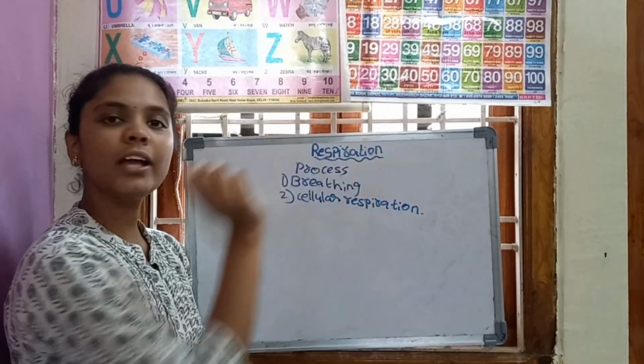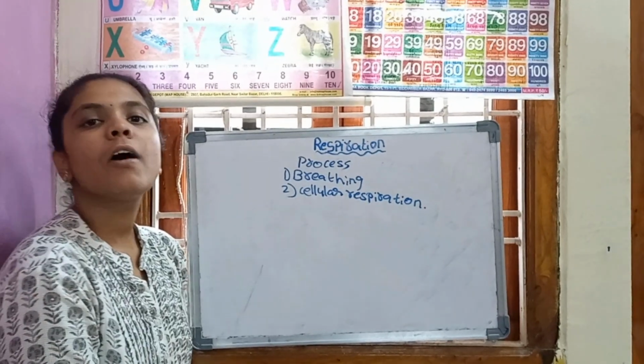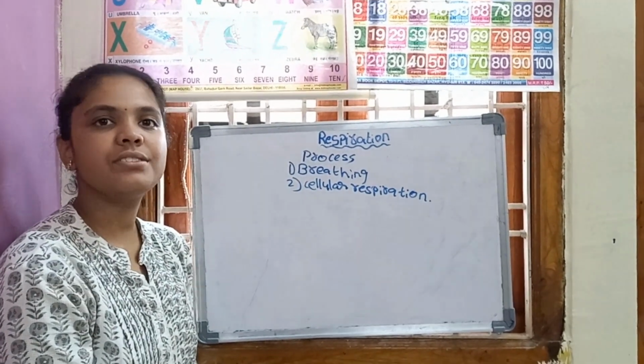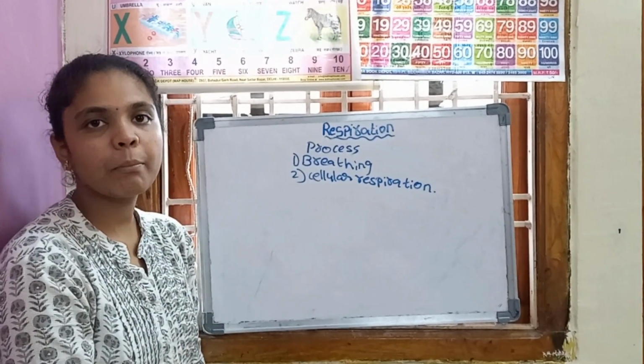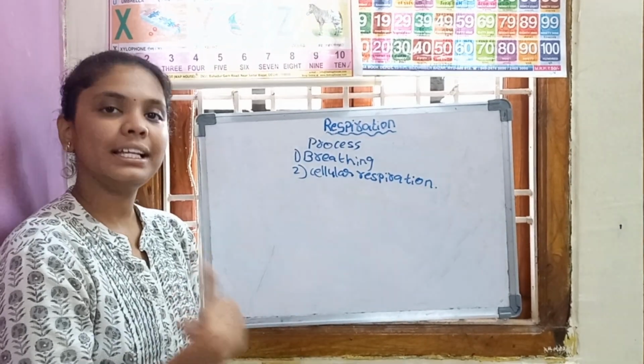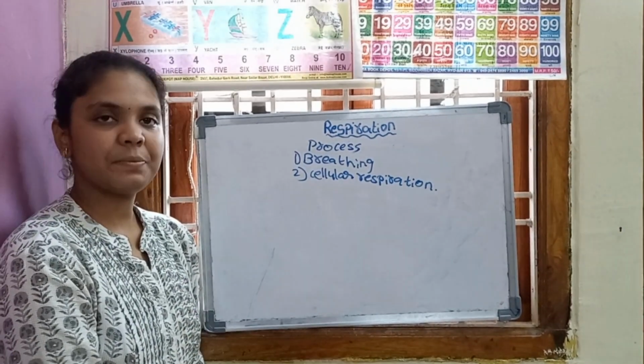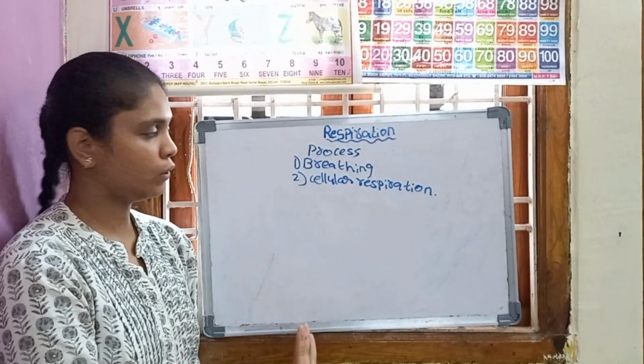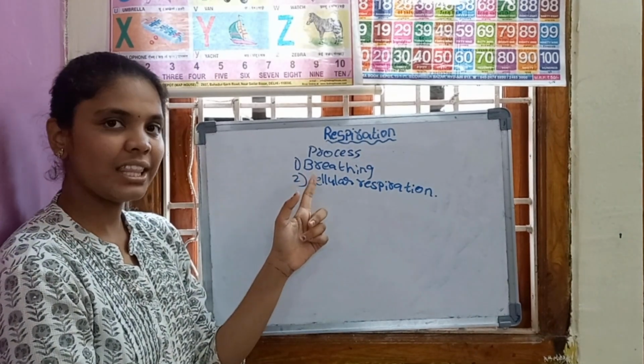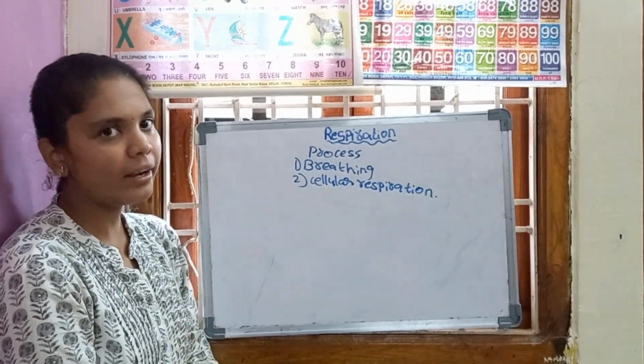Today we are learning about respiration. We all generally feel that respiration is just taking O2 inside the body and removing CO2 from the body. But respiration is a process which includes two steps. The first one is breathing and the second one is cellular respiration.